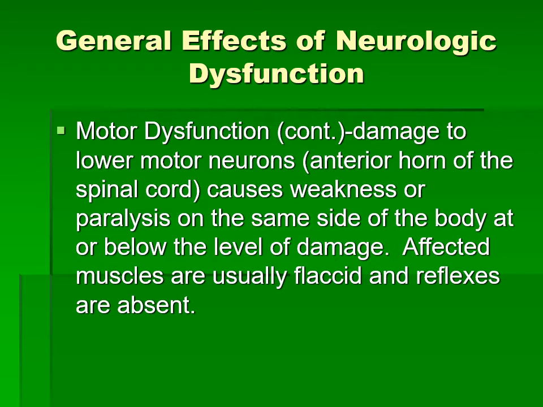If you have damage to the lower motor neurons, that's the second neuron in the pathway, the anterior horn of the spinal cord, or the nerve, the axon that goes out to the muscle itself, it causes weakness or paralysis on the same side of the body at or below the level of damage. The affected muscles are usually flaccid and reflexes are absent because the connection from the spinal cord to the muscle is interfered with, so you don't have any reflex action or any contraction at all, so the muscles are generally flat.